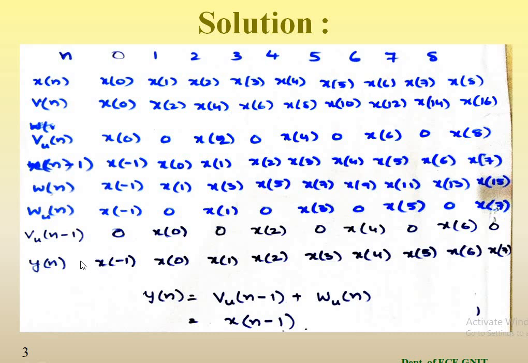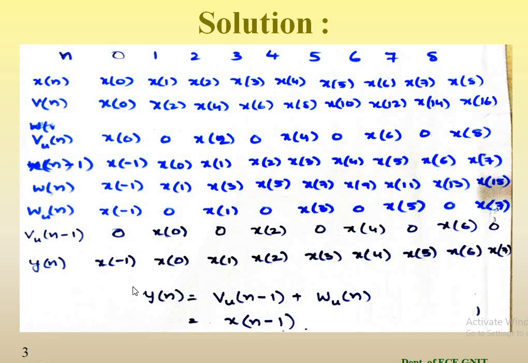And y of n is equal to the addition of w_U of n and v_U of n minus 1. By addition we will directly get x of minus 1, x of 0, x of 1, x of 2, since x of 0 plus 0 yields x of 0, x of 1 plus 0 yields x of 1, 0 plus x of 2 yields x of 2, and so on.